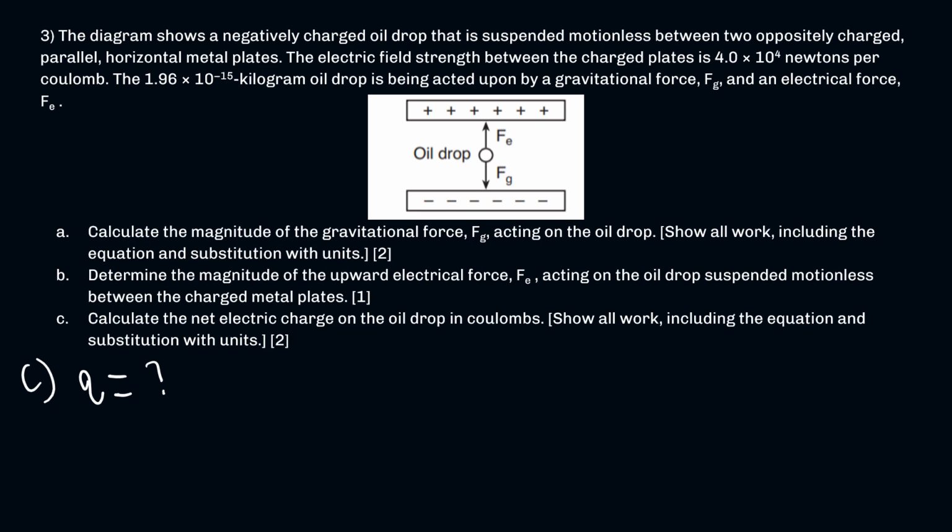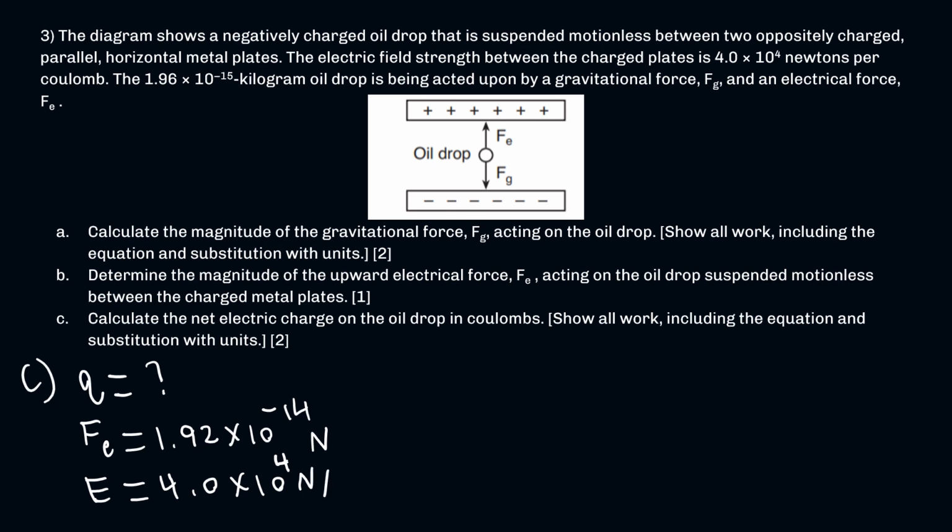What am I given in the question? Well, what we found in part B, that can help us is our force of electricity. So we found this in part B. Fe is 1.92 times 10 to the negative 14th newtons. So that might help us here. What we're also given here in the question is an electric field strength between the charged plates, 4.0 times 10 to the 4th newtons per coulomb. So electric field strength again, if I go to the reference table, that is going to be E, so big E, is going to be equal to 4.0 times 10 to the 4th, and that is newtons per coulomb.